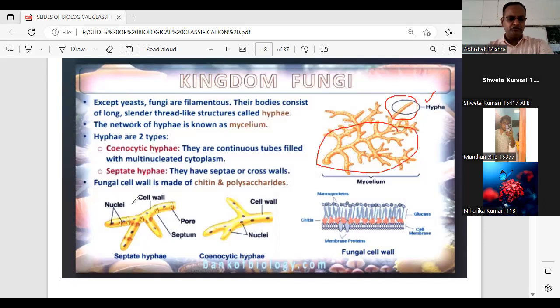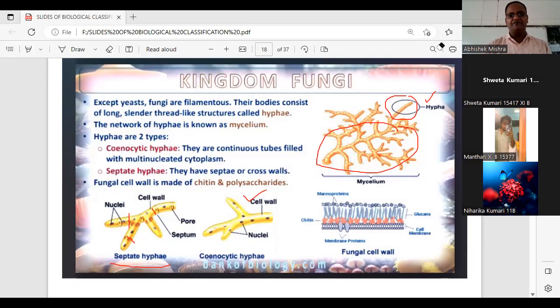Sometimes the hyphae have the septa. You see, this is a septa. Septa means division. So that type of hyphae is called the septate hyphae, while there are some hyphae which are called the cenocytic hyphae, where there is no septa, or the septum is absent and the hyphae is continuous.